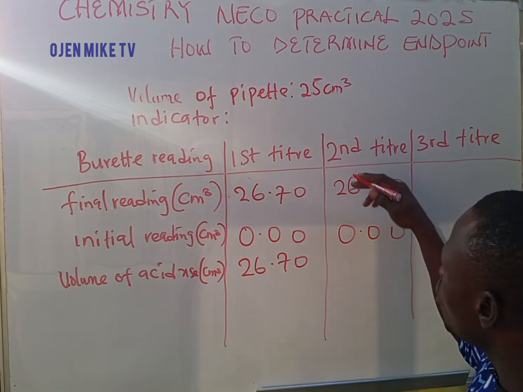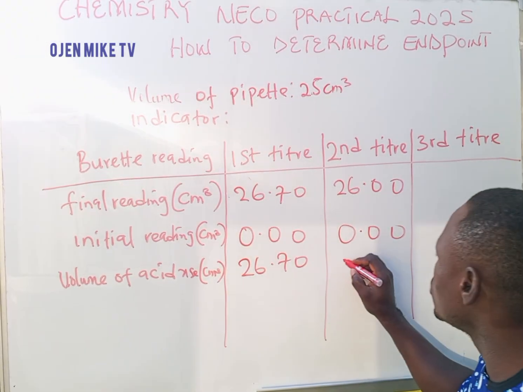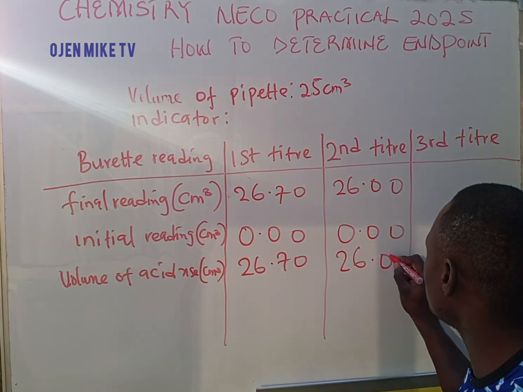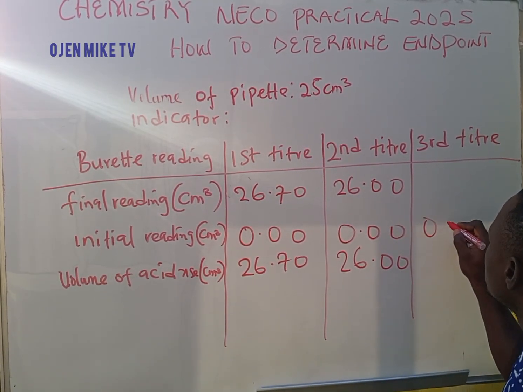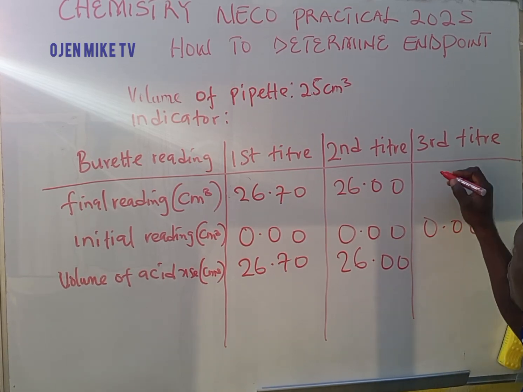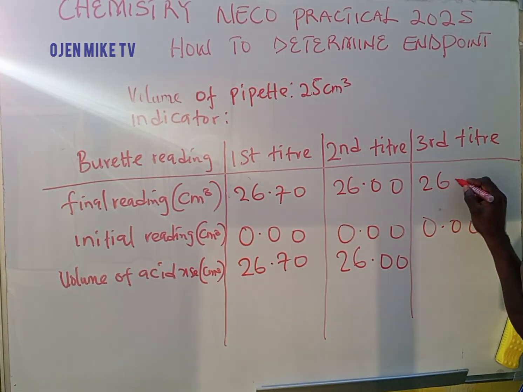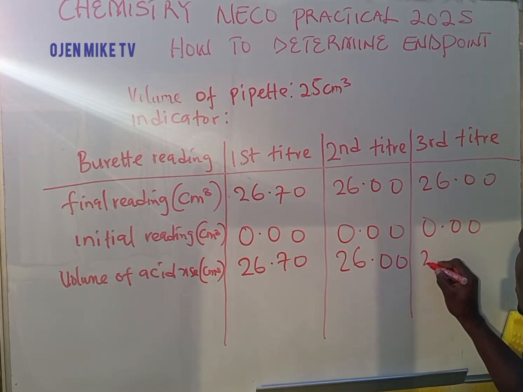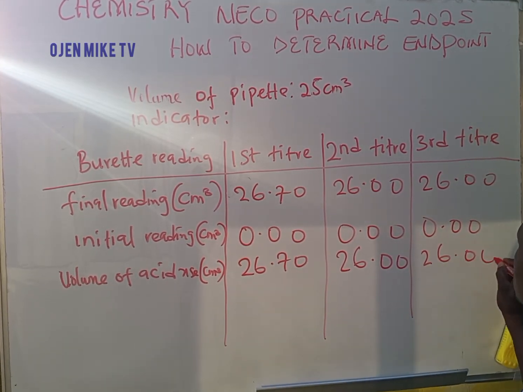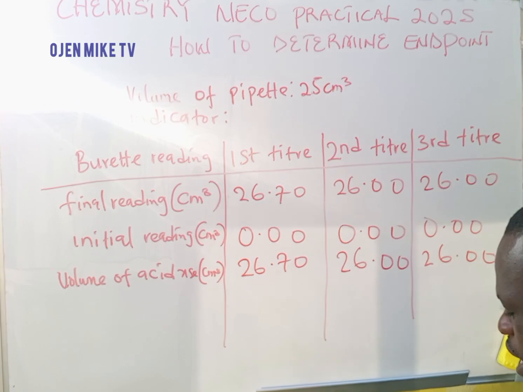26.00. Minus this one from this one, you have what? 26.00. And at the end you refill it again, and you have 0.00, and you have 26.10. So I have 26.10 as your volume of acid.